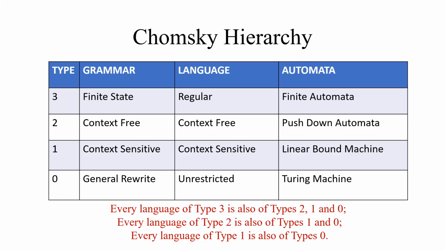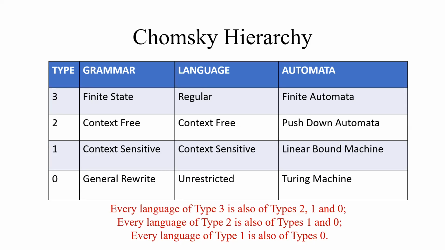Third comes context-sensitive languages, not covered as part of our syllabus, but they are type 1 languages, and the automata used for this is the linear bound machine. And the last one is type 0, which has Turing machines. That means it has all the languages which we can consider.